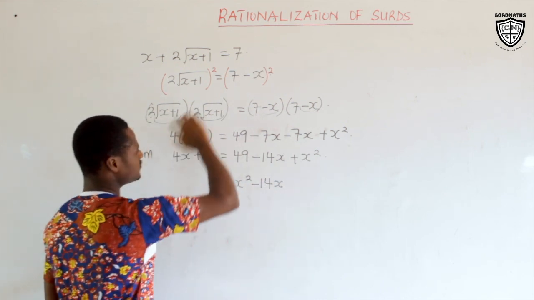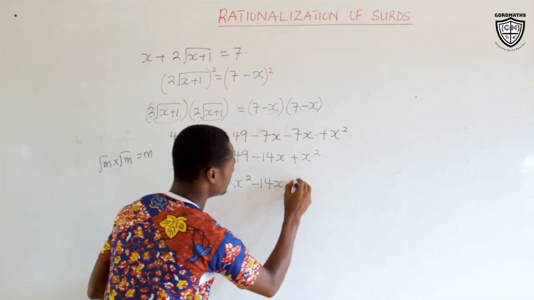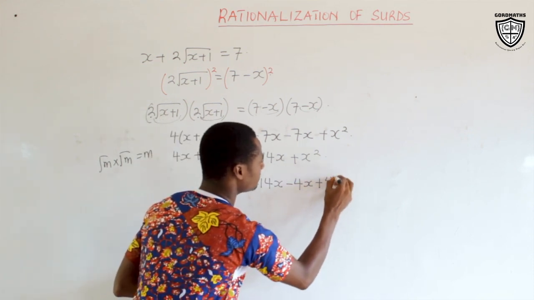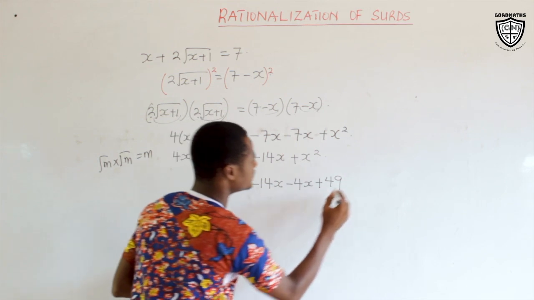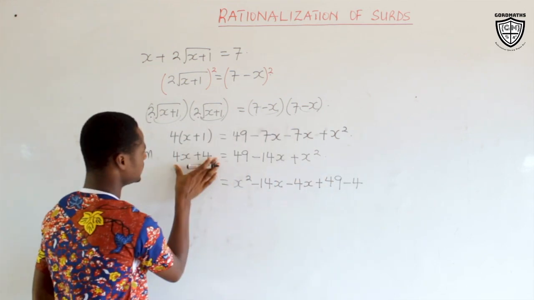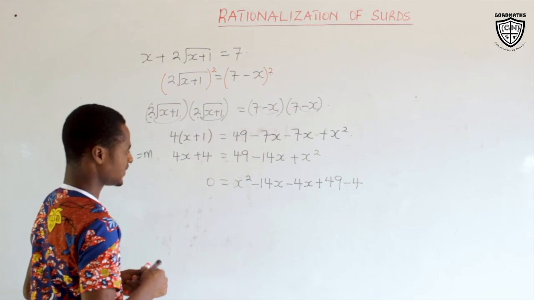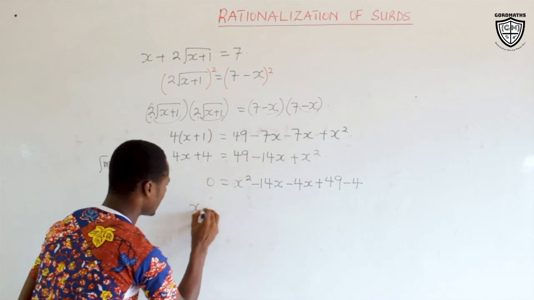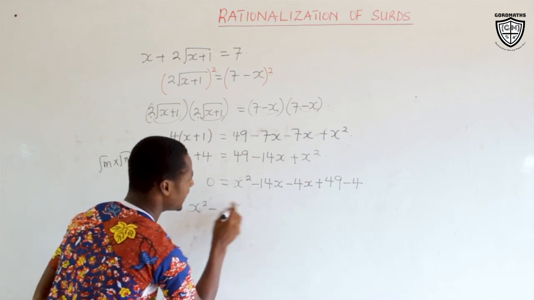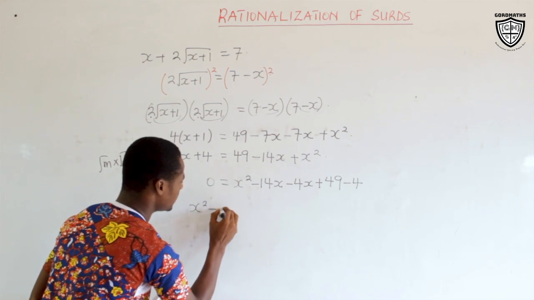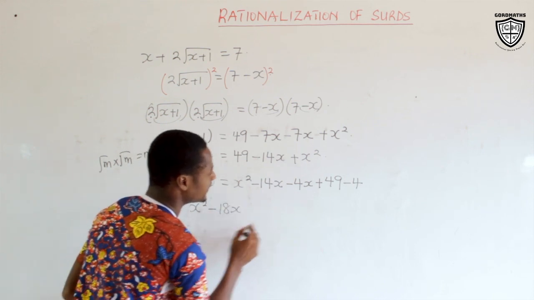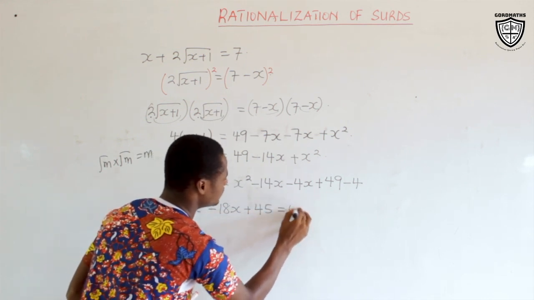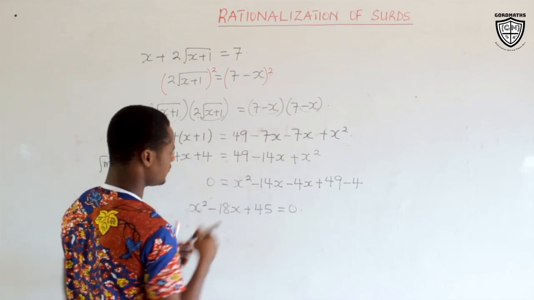We are moving this to that side of the equation to become minus 4x. Then we have a positive 49 here. Then we move 4 to the other side to become negative 4. So this side will be 0. Then we will have the quadratic expression x squared minus 14 and minus 4 will give us minus 18x. Then 49 minus 4 will give us 45, and that is equal to 0. We have just made a rearrangement.